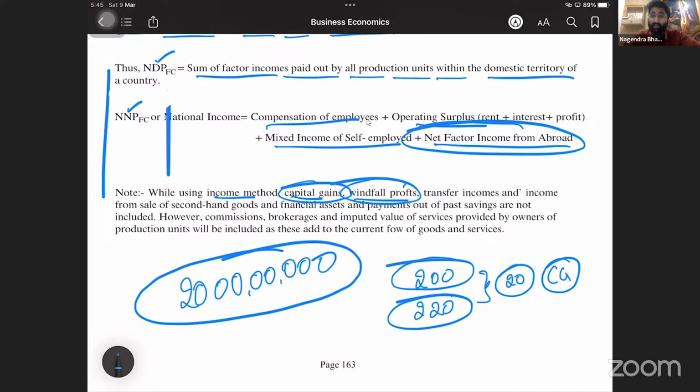Now, sir, how do you get 20 crore? How does a lottery ticket work? You know this, right? Everyone puts in money.